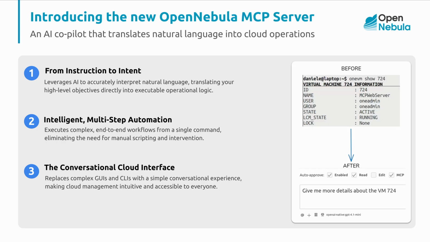The OpenNebula MCP Server is an AI copilot designed to streamline cloud administration. It functions as an intelligent layer that translates natural language commands into direct cloud operations, addressing the core complexities of modern infrastructure management. Its capabilities are delivered through three primary mechanisms.